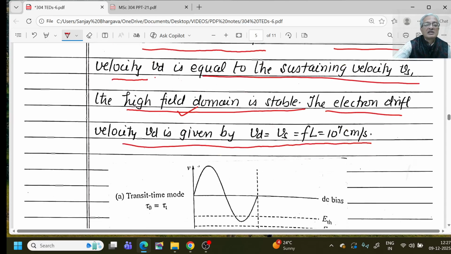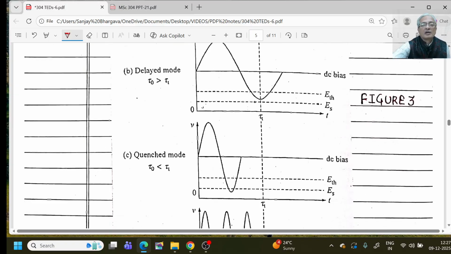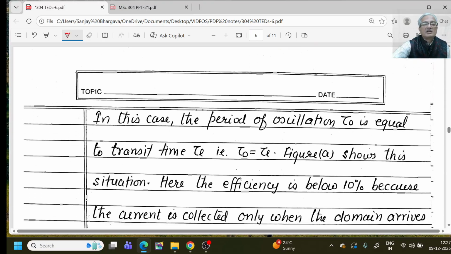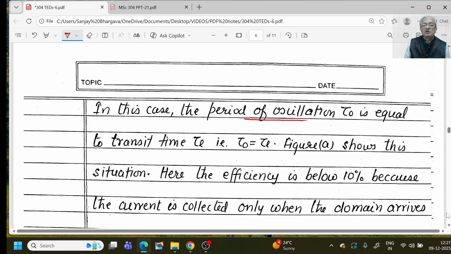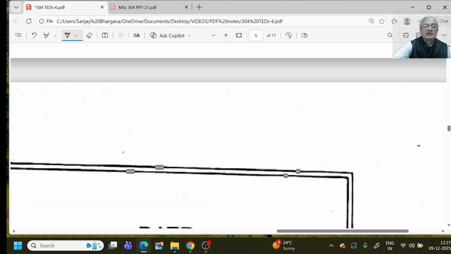So this is transit time. In this case, the period of oscillation tau 0 is equal to the transit time tau L. So tau 0 equals tau L. Figure A shows this situation. So this represents here the figure A.